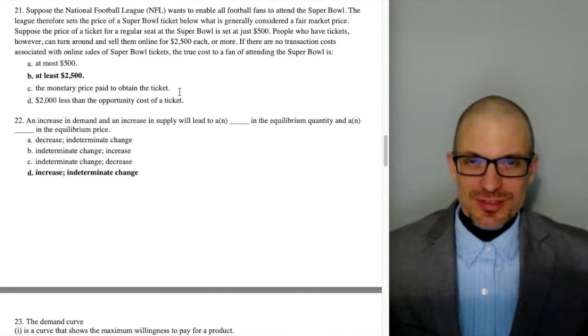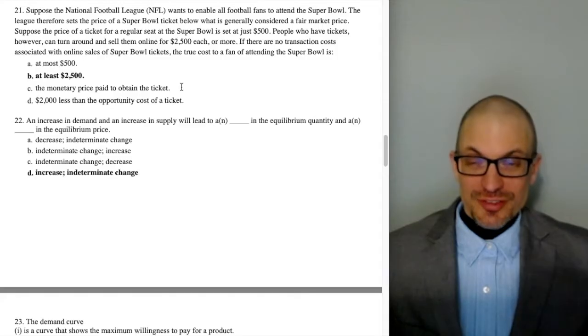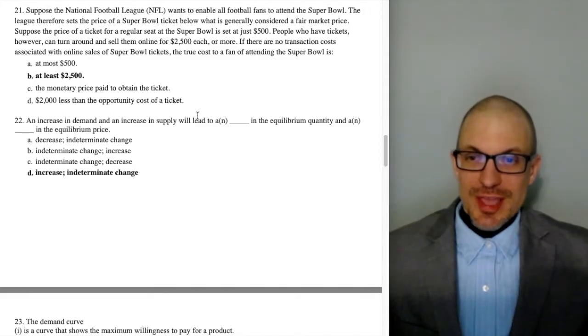Monetary price, the true cost to a fan is the monetary price paid to obtain the ticket. No. The true cost is going to at least include, if there's no transaction cost, the foregone use of your time doing something else, and then $2,000 less than the opportunity cost.